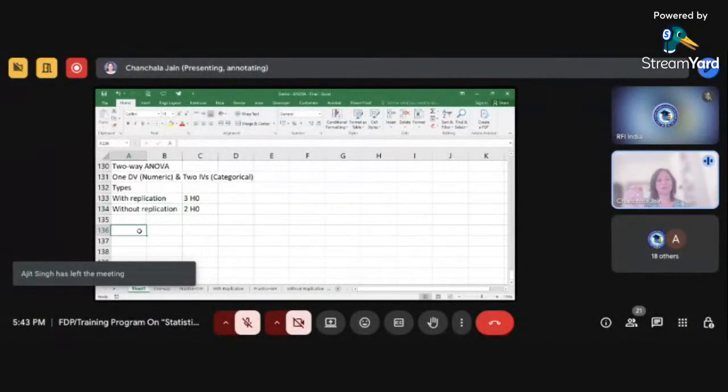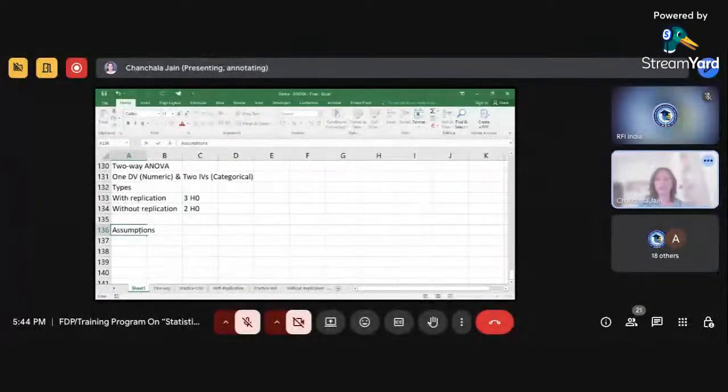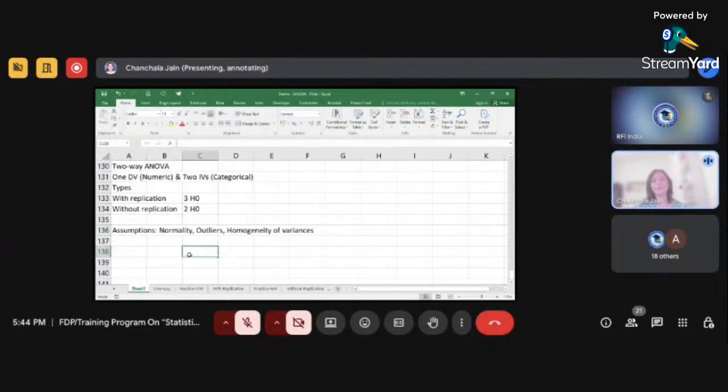Although we are not checking all these things here in Excel, I can tell you there are certain assumptions of ANOVA, which are very similar to the t-test. That is, you need to check normality, outliers, and homogeneity of variances. All these assumptions are common when we talk about ANOVA and the t-test. So these assumptions generally we need to check before performing ANOVA.